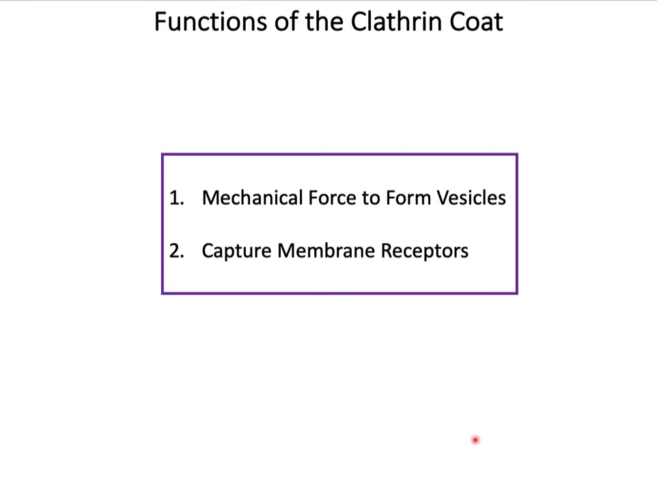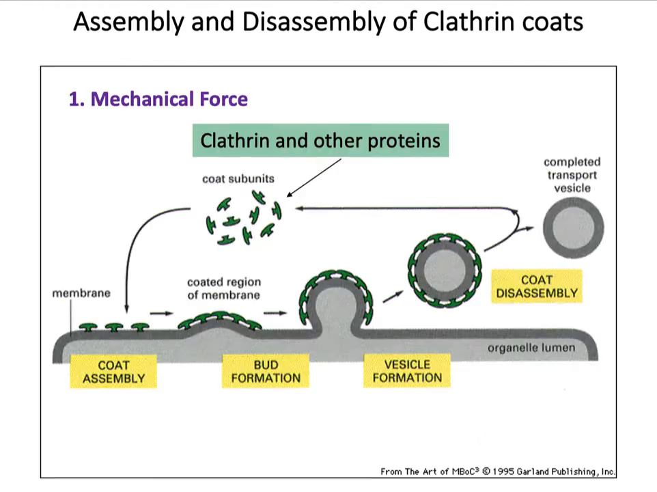There are 2 functions of this clathrin coat. One is to provide the mechanical force to form the vesicles. The second is to capture membrane receptors. So let's take a look at both of these functions. So here you have an organellar membrane right here. Clathrin and other proteins in the clathrin coat will begin to bind onto the membrane. Then they will self-assemble into that basket or cage-like structure.